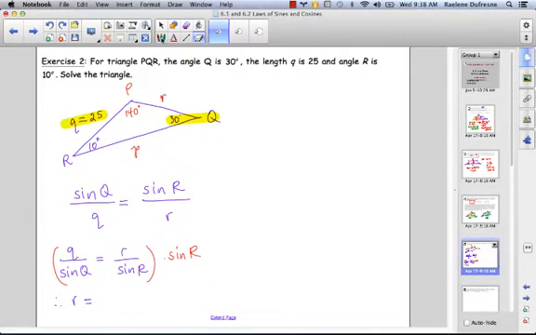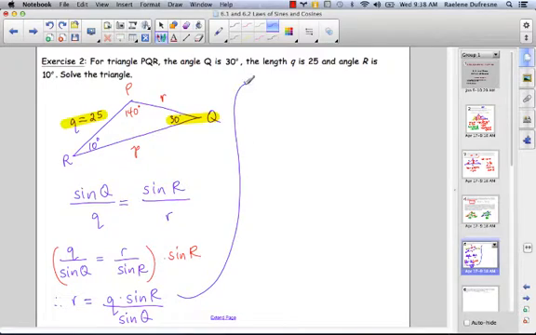I'm going to put the Q in front. So R is going to equal Q times sine of R divided by sine of Q. And so here I have that R is equal to 25 for Q times the sine of 10 degrees divided by the sine of 30 degrees.